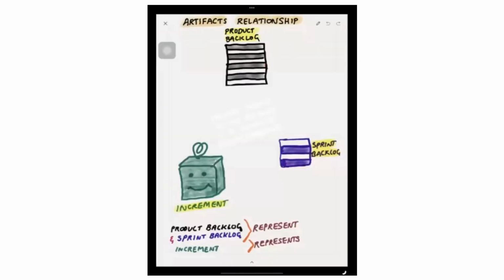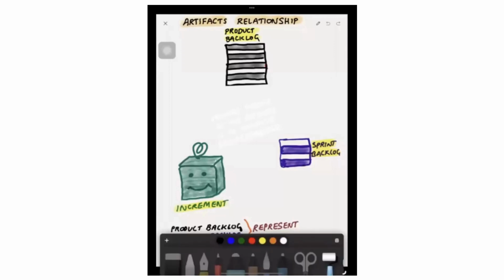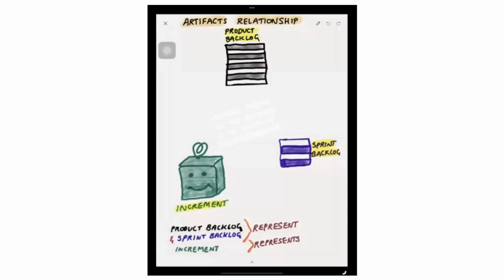So let's start with the artifacts relationship. As we discussed, there are 3 artifacts in Scrum: product backlog, sprint backlog, and increment. These are interconnected. How are these interconnected? Some of the topmost items of the product backlog will be pulled into the sprint backlog during sprint planning, based on the priority decided by the product owner. How much work can be pulled into the sprint backlog will be decided by the developers in collaboration with the product owner and Scrum Master.